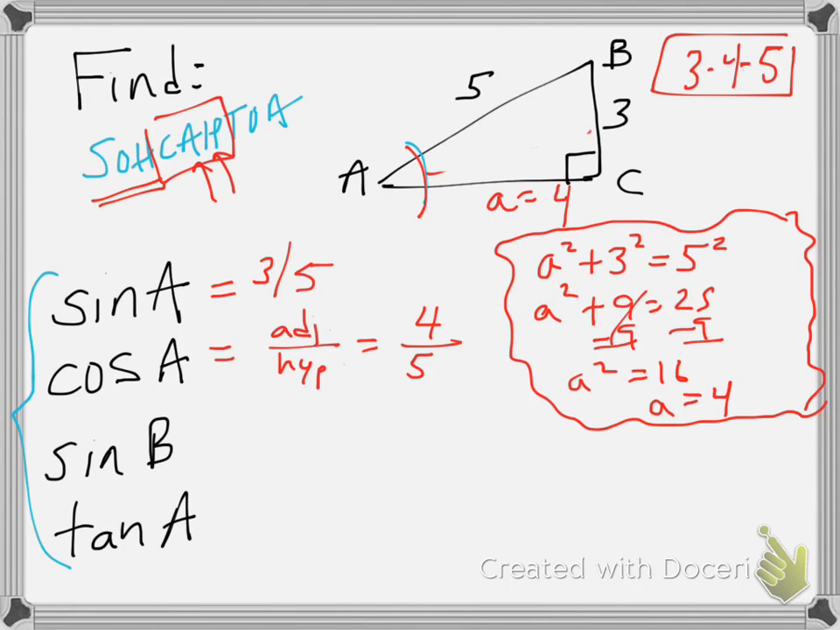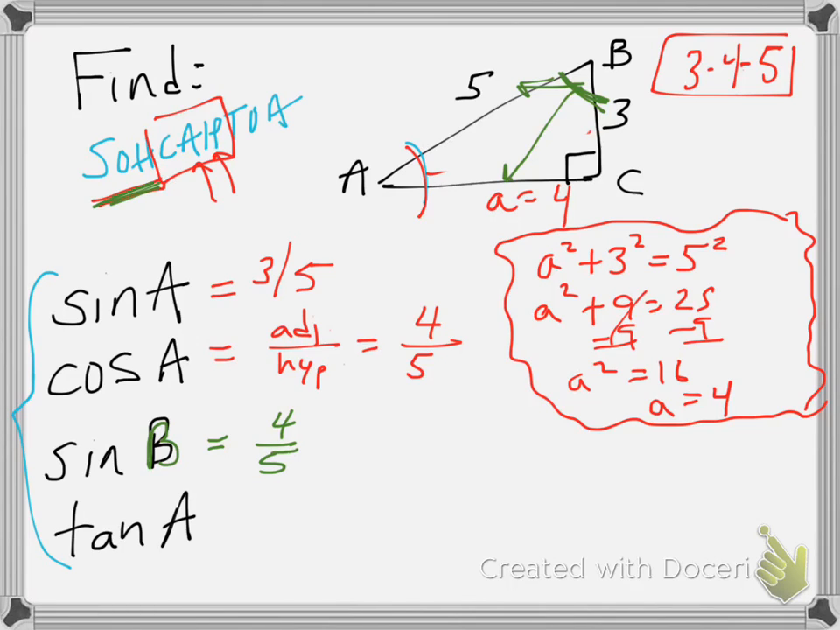Sine of angle B. So now we're looking at this angle over here. Sine of angle B. Once again, sine is opposite over hypotenuse. Across from B is 4. Opposite of B is 4. Hypotenuse is still 5. Sine opposite over hypotenuse. So still 4/5.